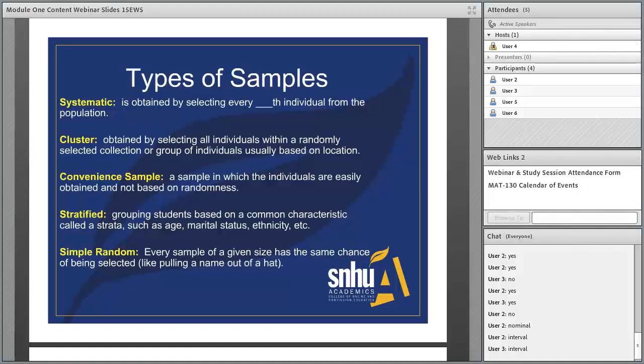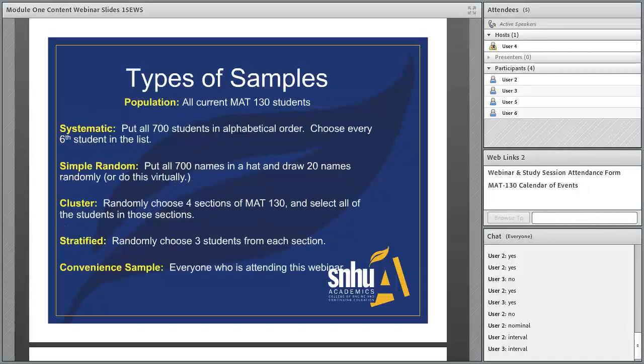Okay, so I know that this was a lot of information thrown at you all at once. But let me pull up this example and I think it'll clarify things a little bit. In this case, our population is going to be all of the current Math 130 students. There are about 700 of you. These are all different ways of creating a sample from these 700 students if it's unrealistic to actually get all 700 of you.